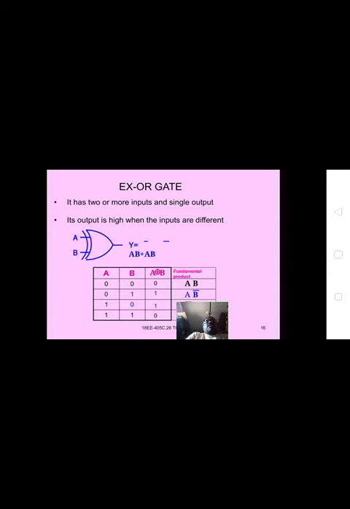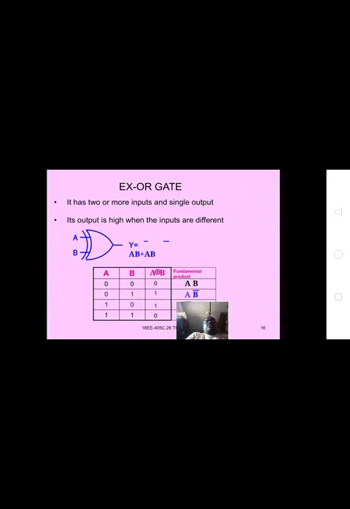In this slide, the representation of Boolean expression is slightly different. Kindly adjust it. Here I have given the XOR gate symbol also. Please make a note of it. I have given the truth table of XOR gate also.